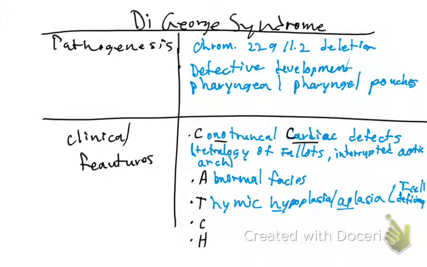So now the next one in DiGeorge syndrome. The other clinical feature that we are going to see is C. We have two Cs. We already learned one, which is conotruncal cardiac defects, which is going to present with tetralogy of Fallot or with interrupted aortic arch. So now the other C that we're going to see is craniofacial deformities.